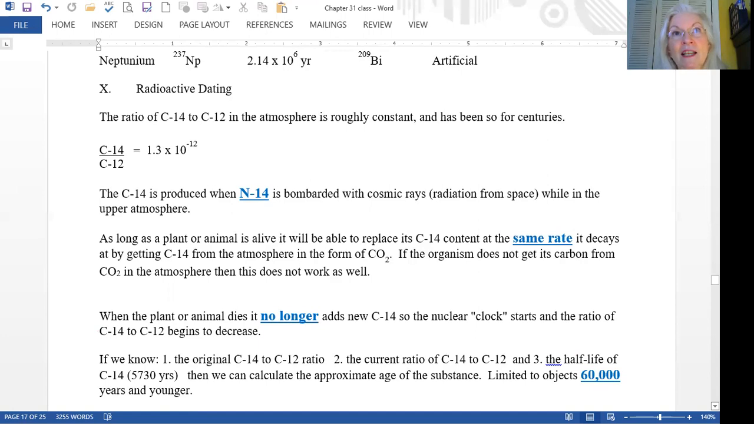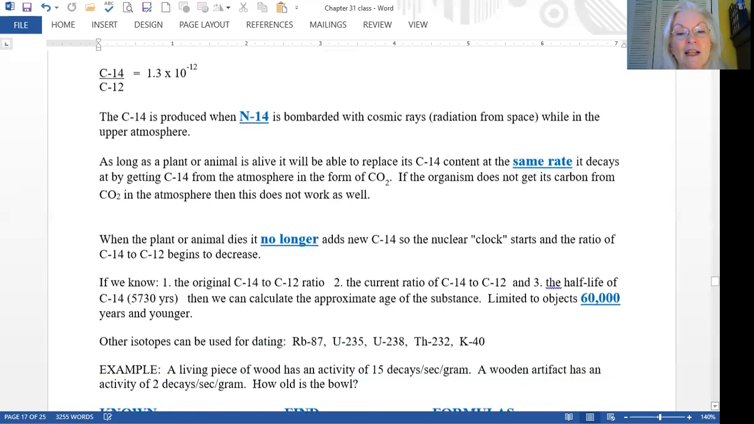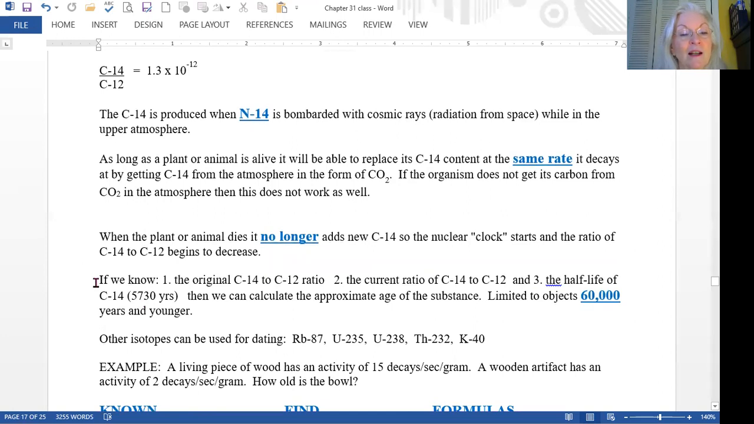More precisely, it tells us how long the item has been dead, how long it has no longer replaced its carbon-14. What do we need to know to do this? Well, we need to know the original carbon-14 to carbon-12 ratio. We need to know the current ratio and the half-life of carbon-14, which is approximately 5,730 years. Some books round it off a little differently. This will be the number we will use if we have to calculate. Once you know these things, you can calculate the approximate age of your item.